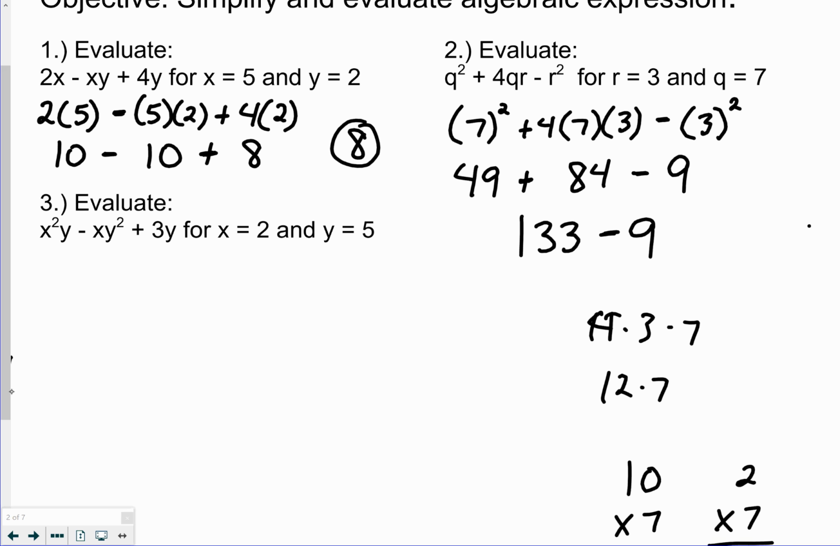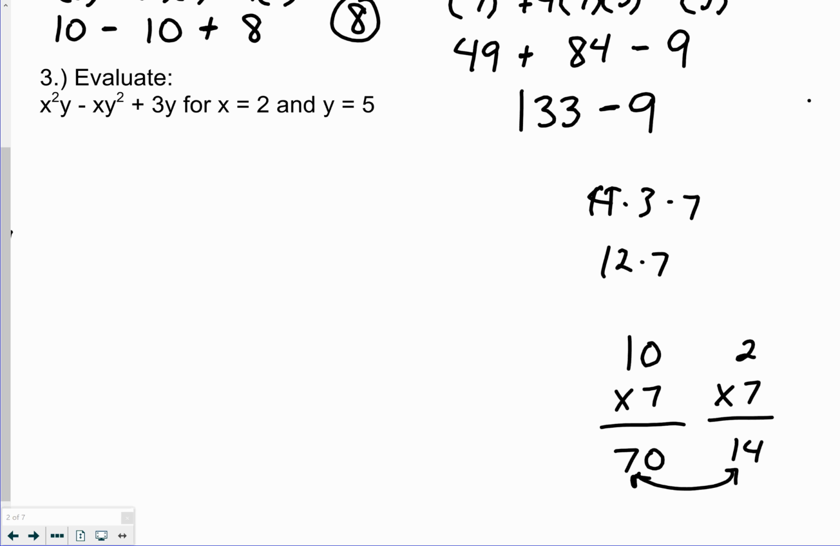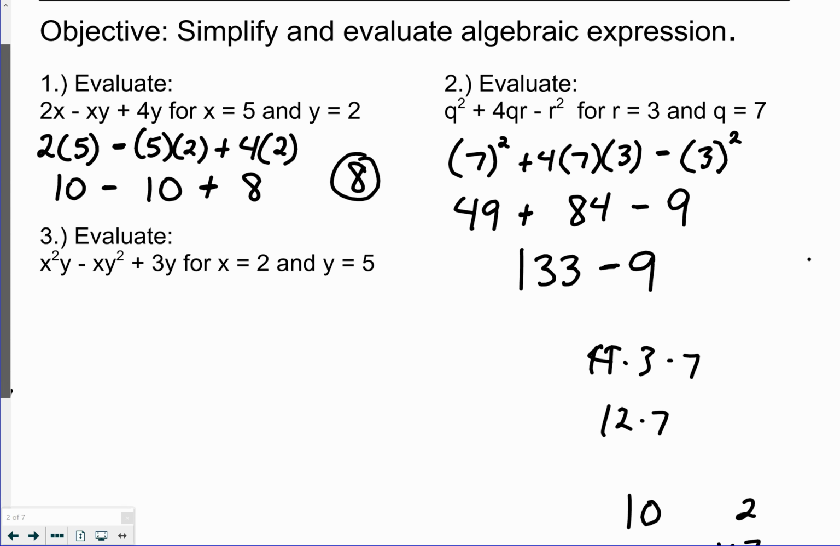Okay? It's supposed to be 84. I'm trying to show you how you can use your brain and tricks to do this without a calculator. All right? No. What's 133 minus 9?